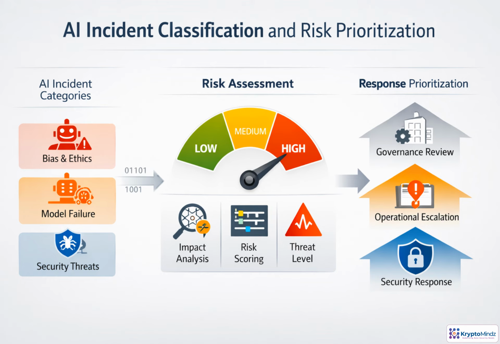AI incidents vary widely. A biased output, model failure, or security threat each calls for a different response. In this section, we'll turn risk signals into severity ratings, escalation paths, and practical response priorities.